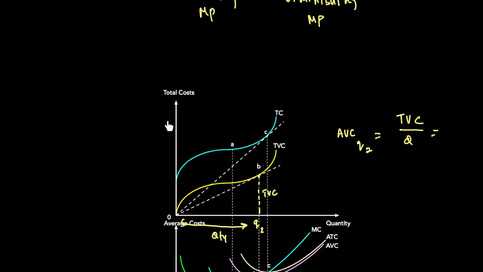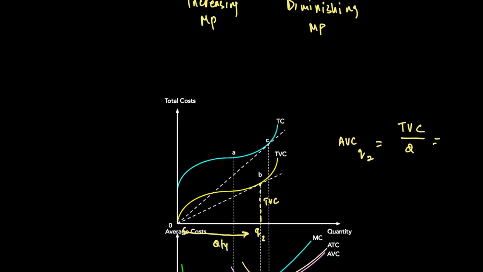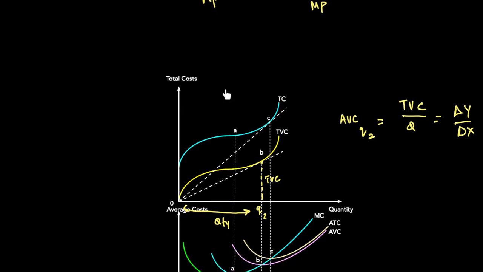Remember, the formula for slope is change in y over change in x. So change in y will be this distance, change in x will be this distance. So the slope of the line drawn from the origin to the curve will give you the value of the AVC. And we can also see that the point where AVC is minimum, this quantity Q2, is the flattest possible line coming from the origin and touching the TVC curve.